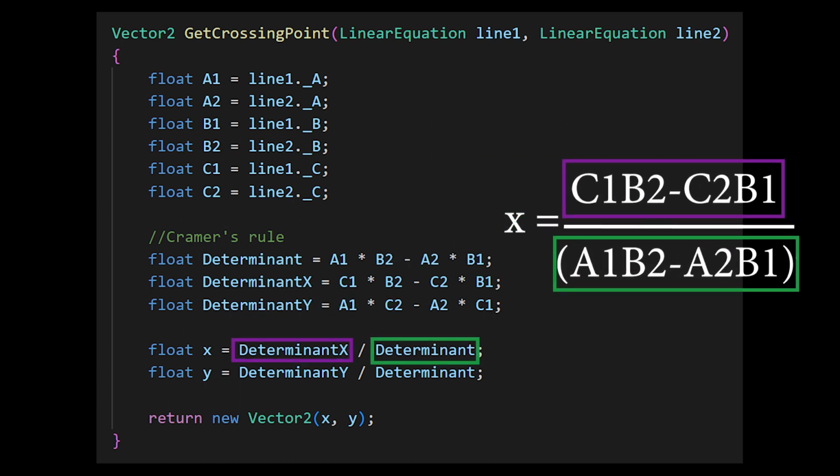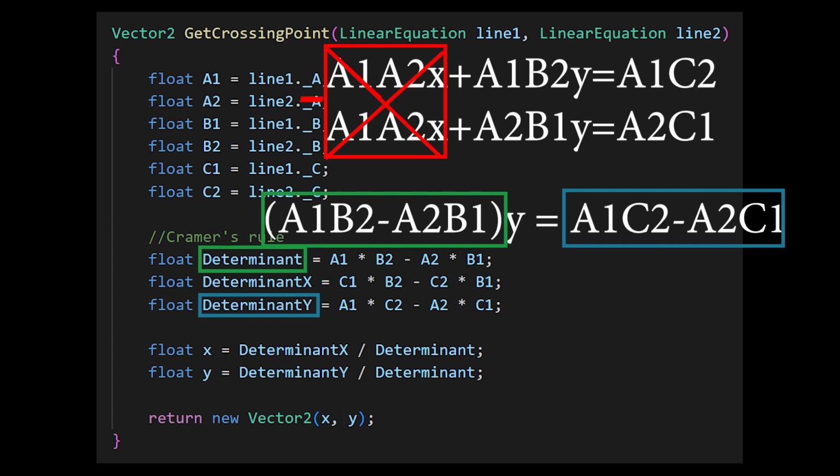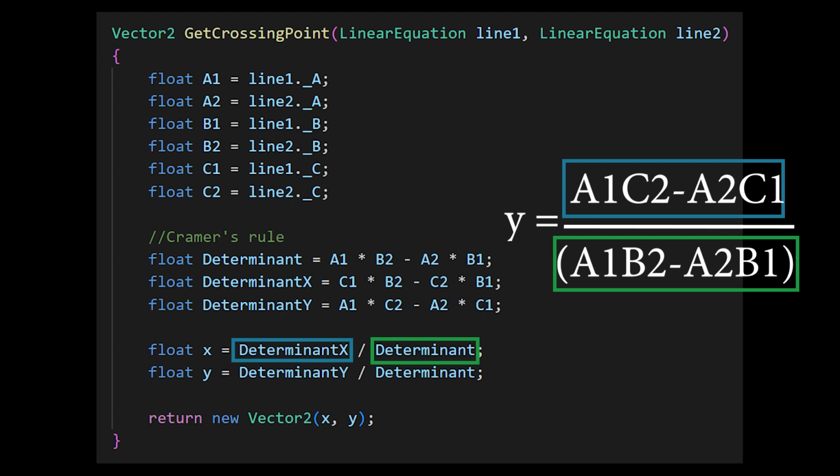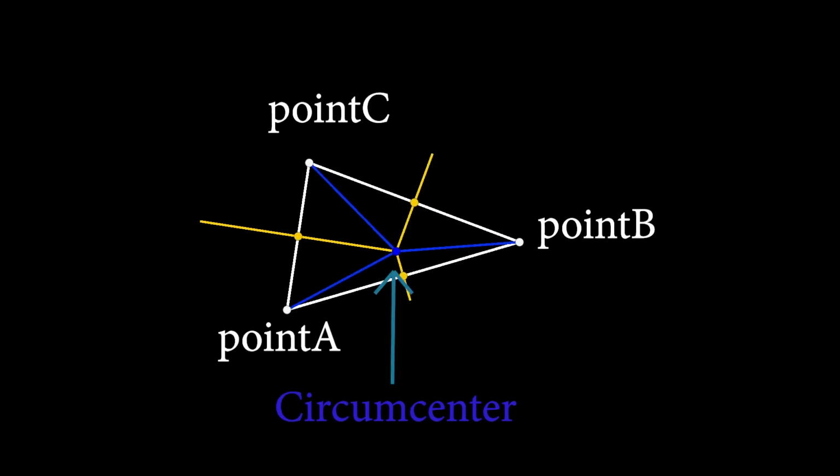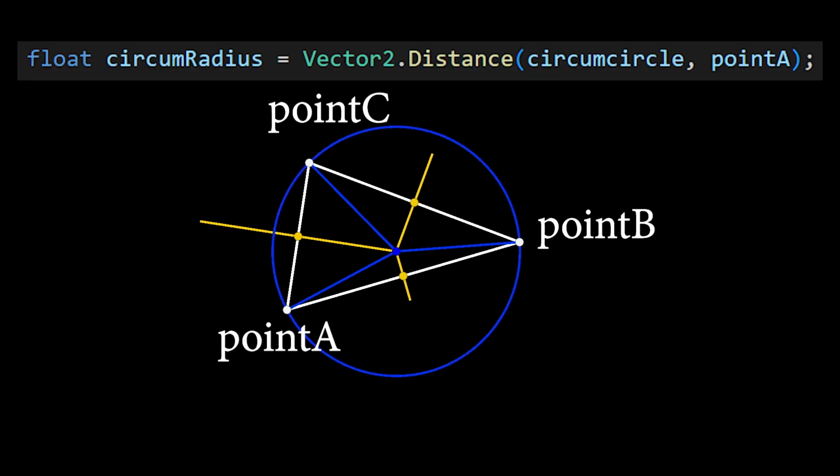A similar process is used to find y, except we multiply the equations by a1 and a2. The resulting x and y values are the values of our triangle's circumcenter. To find the radius of its circumcircle, simply find the distance from this point to any of the triangle vertices.